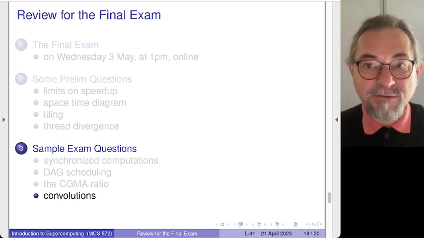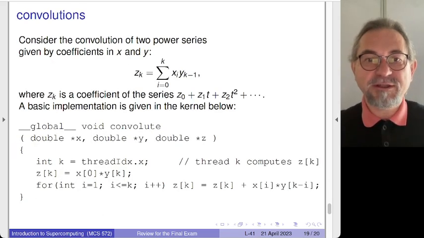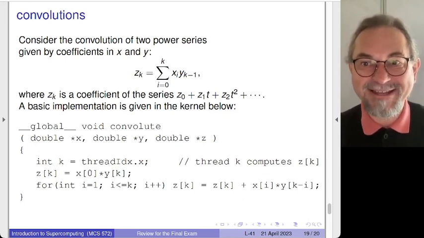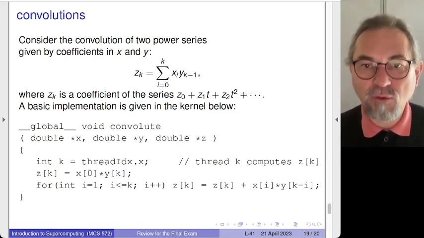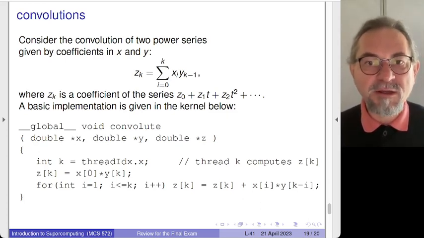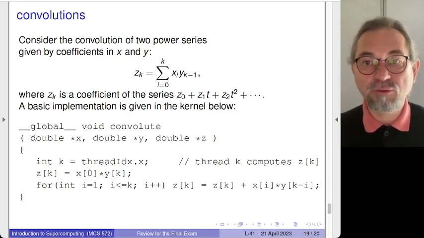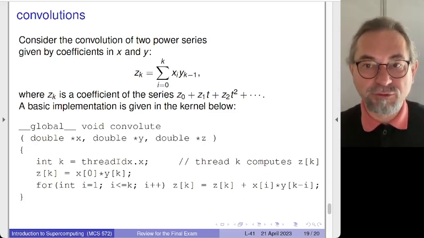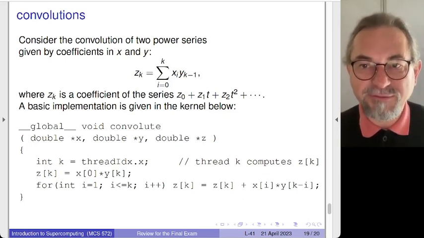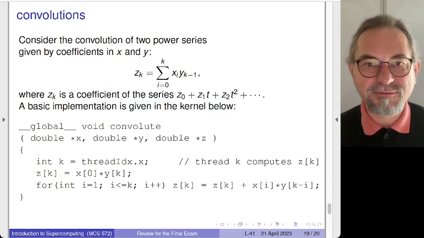Okay, so the last question goes into an application: computing convolutions, many convolutions on a low number. The alternative question would involve an FFT. But let's look at a very basic kernel to make an inner product, so to make a convolution. So this comes on the heels of thread divergence and compute to global memory access.